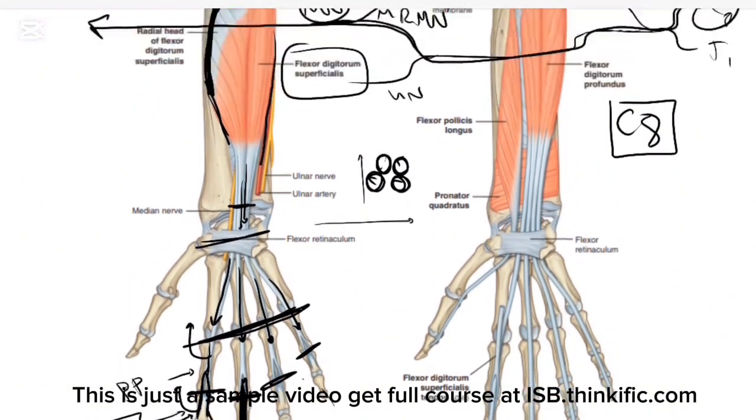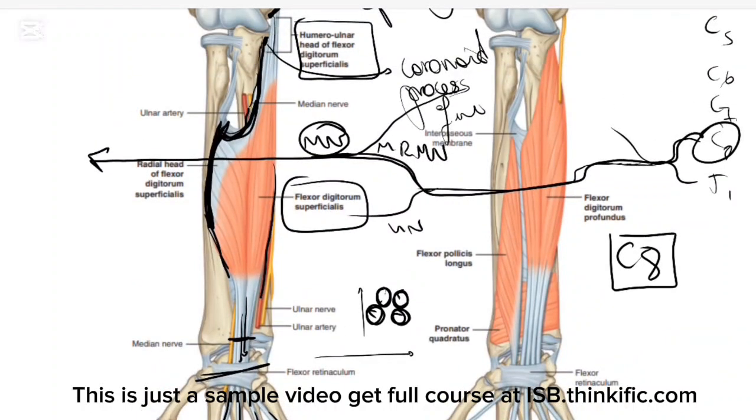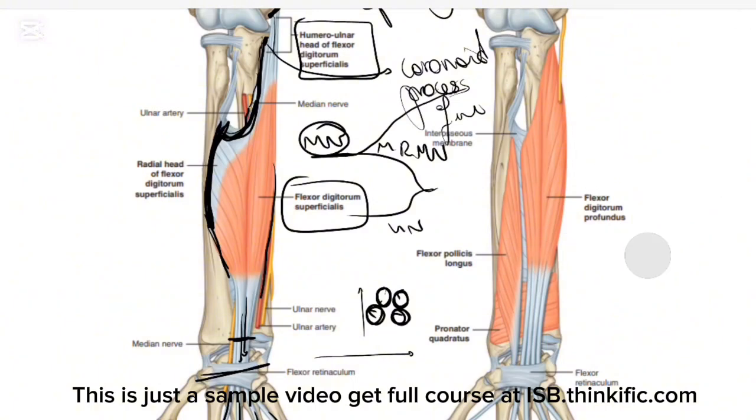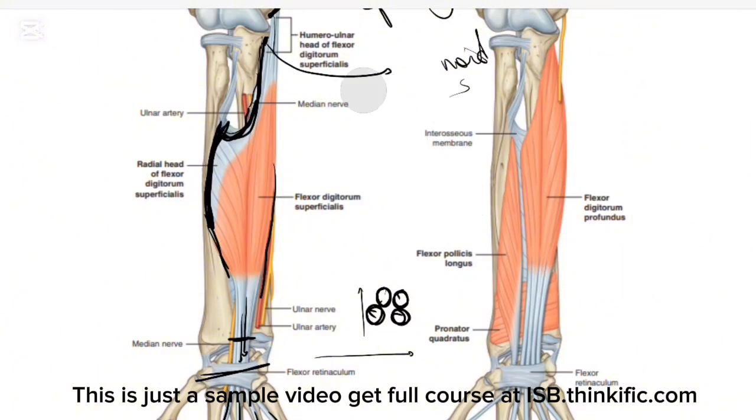yes, so that's it for this lecture. In the next lecture, we'll be talking about the deep layer, which contains three muscles: flexor digitorum profundus, flexor pollicis longus, and pronator quadratus.